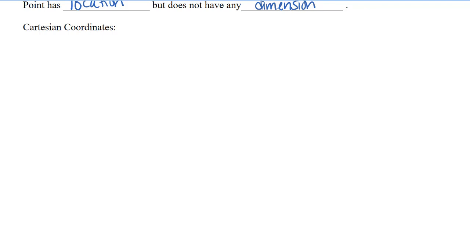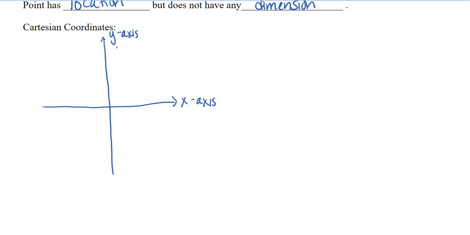So when we have Cartesian coordinates, we have the x-axis, right? And then we have the y-axis. Now, this means that we have essentially two lines that intersect, and they intersect right here. This is called the origin. So the origin is (0, 0). So the location of the origin is (0, 0).